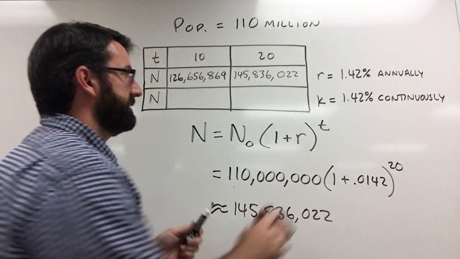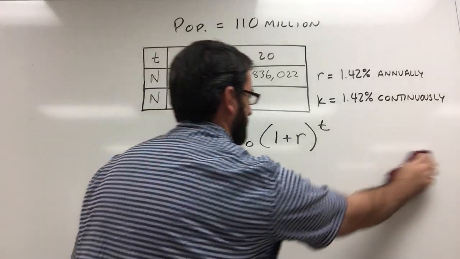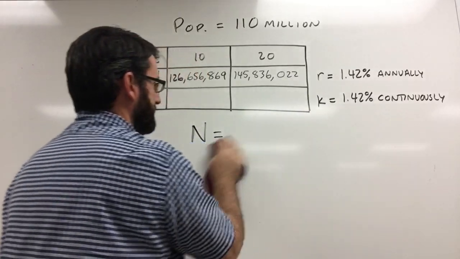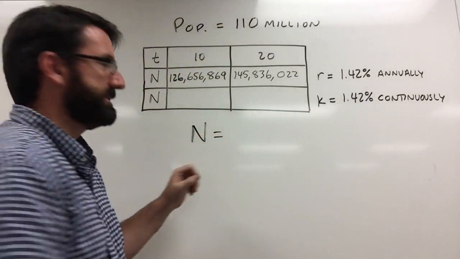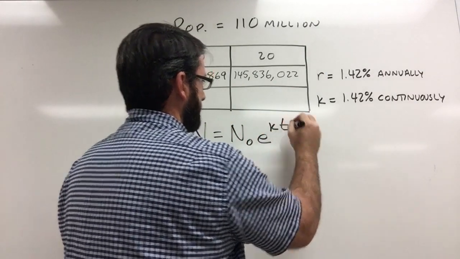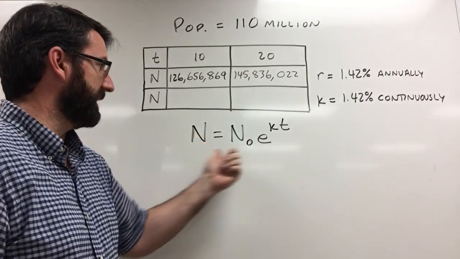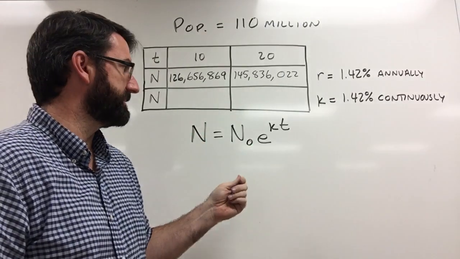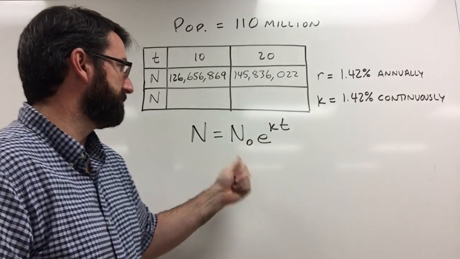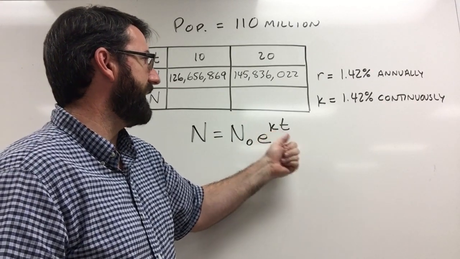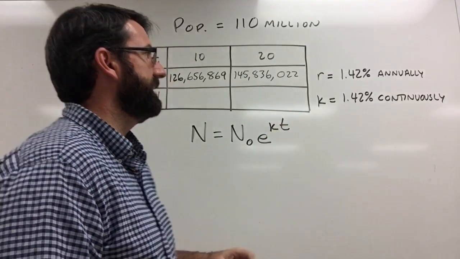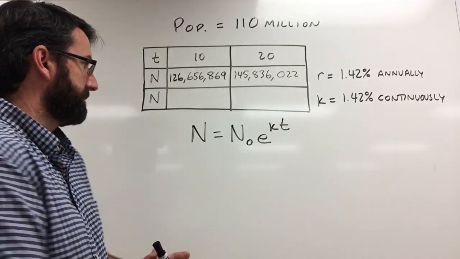All right, next we need to figure out the continuous growth rate. So the continuous growth rate is going to be a different formula. For this one, we've got N is equal to N naught times e to the kt, where N is our population, N naught is our initial population, e is a constant that's approximately equal to 2.718, and then k is going to be our continuous growth rate, and then t is still time in years.